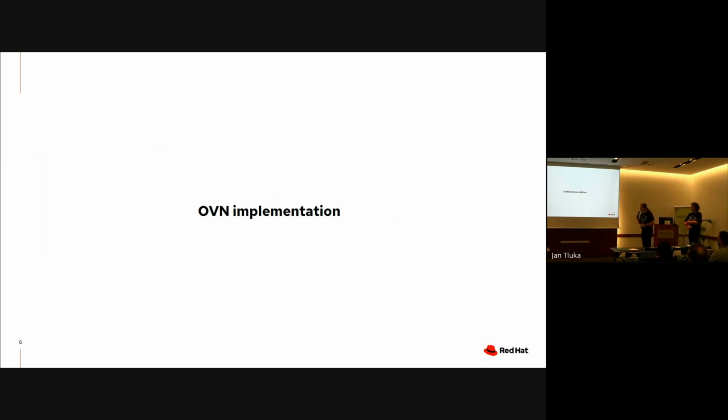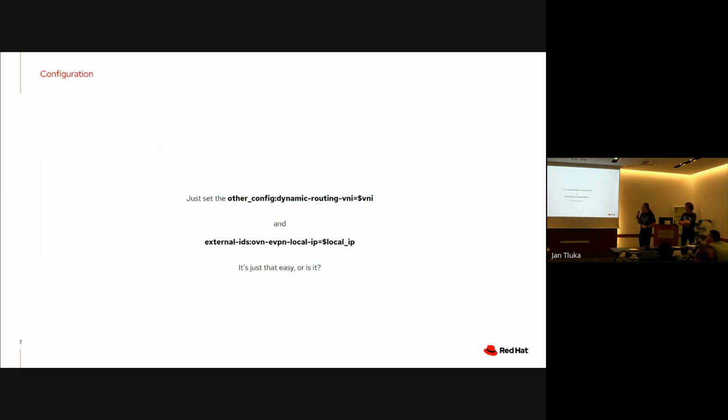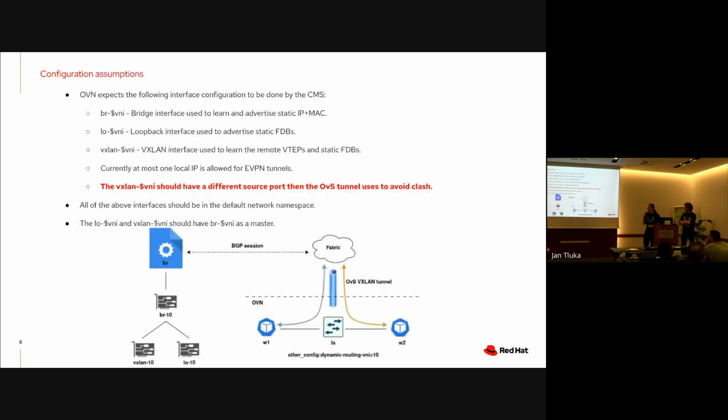Thank you. All right. So let's take under the hood what is actually happening in OVN when we are talking about BGP and EVPN. So how can we configure that? Well, I have listed 2 options, and is it just that easy? Well, unfortunately, no, it's not.